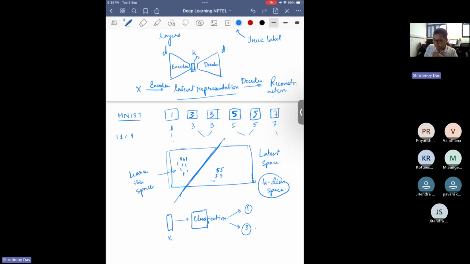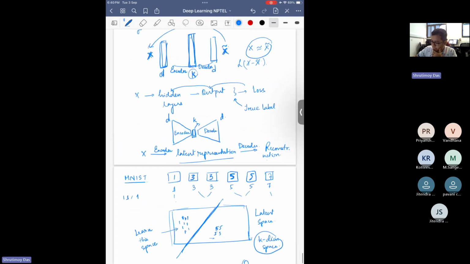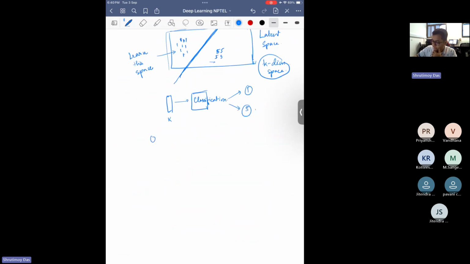So by latent space, I mean that here I only drew one layer for encoding, right? There can be multiple layers here. Suppose I have a neural network. This is my input neurons, and then you have some hidden layer 1, another hidden layer, another hidden layer. Then again you have the output layer, something like this. The output layer is 3.